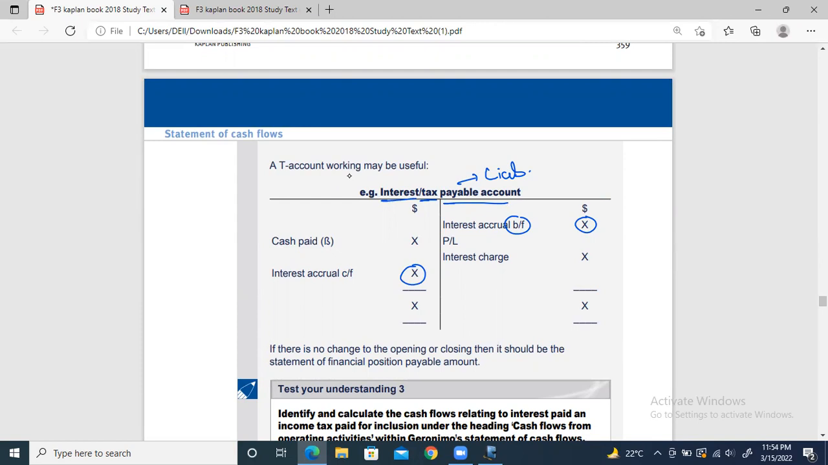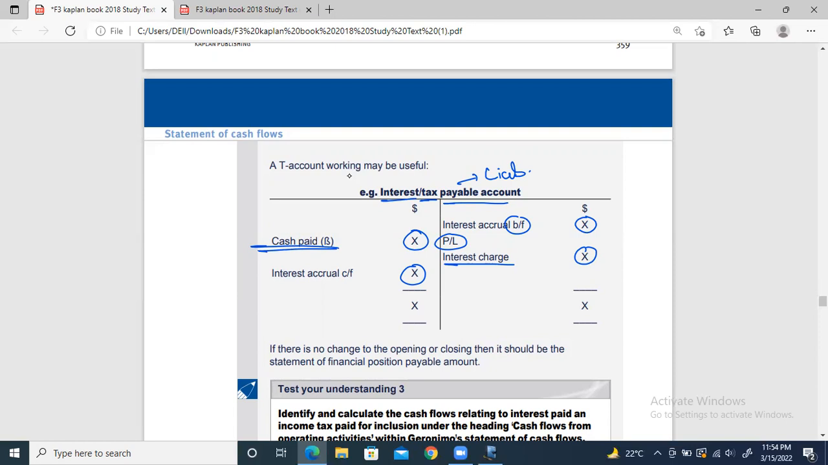Okay, so what we do is that we write the opening balance and the closing balance, right? We write the interest charge. So interest charge basically means the P&L figure, right? The profit and loss charge that we have included. And when we net off all these things, we get a cash paid over here, which is on the debit side. If you remember, it's very similar to that concept which we studied, accruals and prepayments, right? We studied two T accounts, right? The expense and the income one. So it's very similar to that.